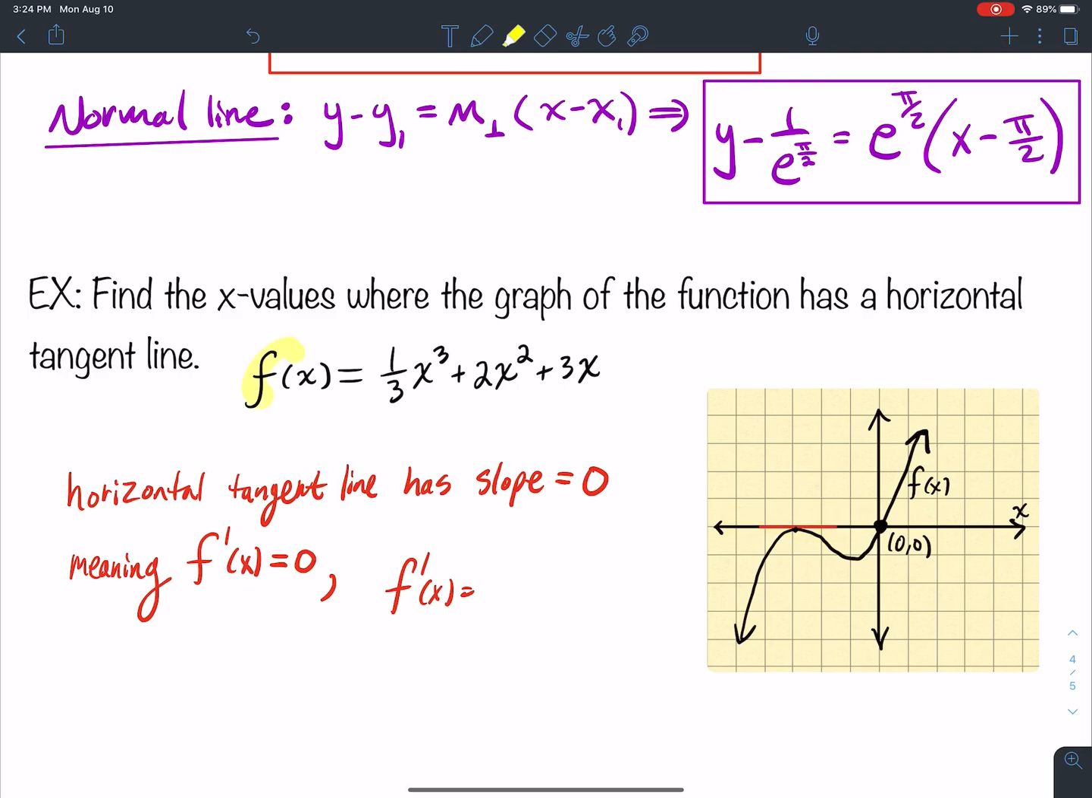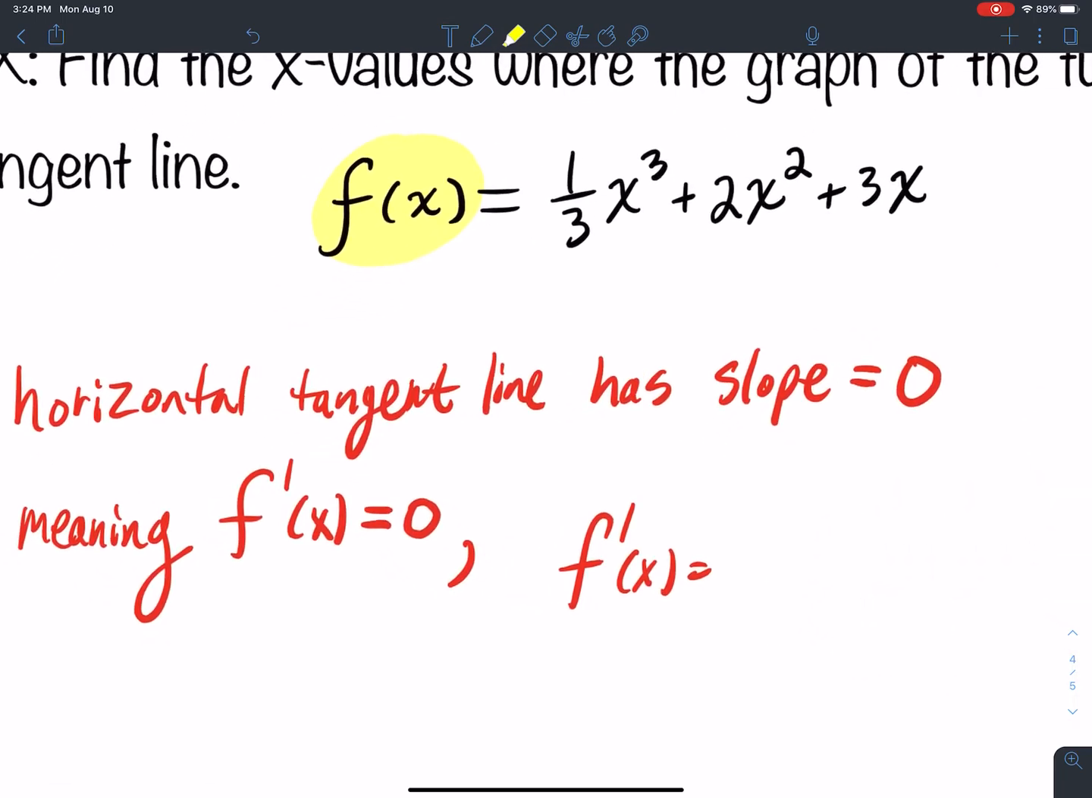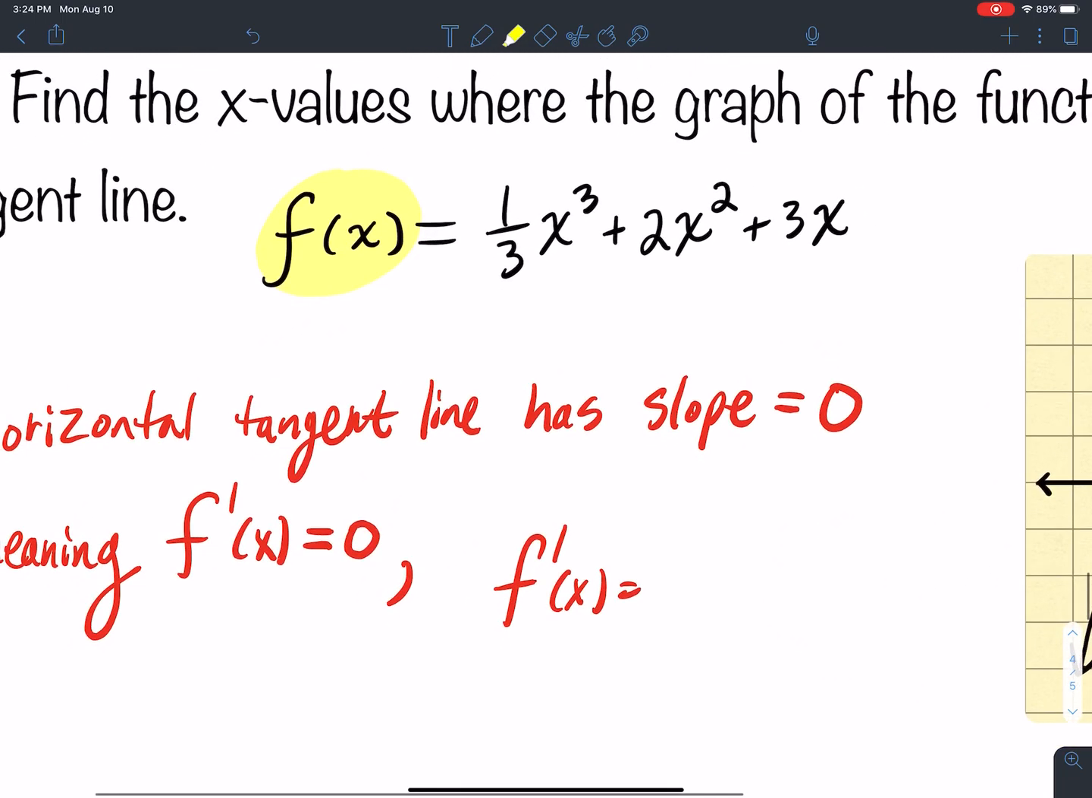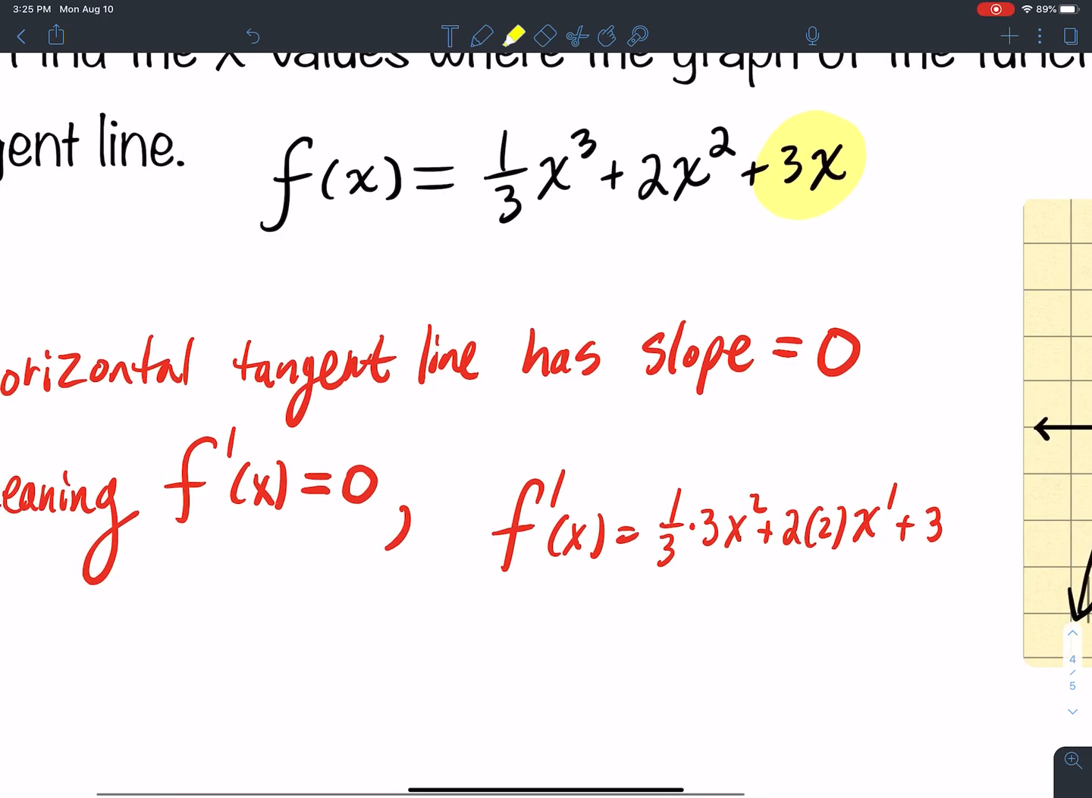So what is the derivative of f of x? I have 1/3 x cubed, so I'm going to bring the 3 down front and then subtract 1 from the exponent, and I'm going to bring the 2 down front and then subtract 1 from the exponent, and then I'm going to take the derivative of 3x and just get 3. The 1 comes down and then it becomes x to the 0 power, so the variable goes away.